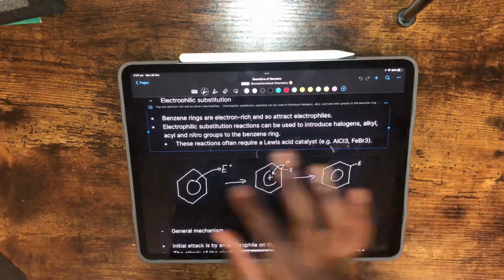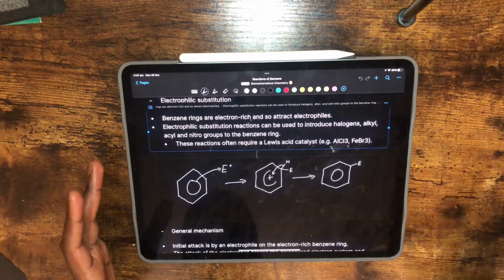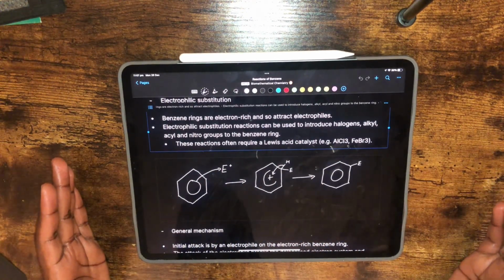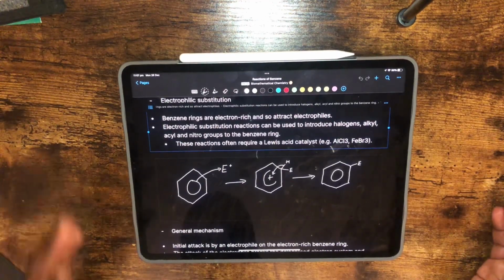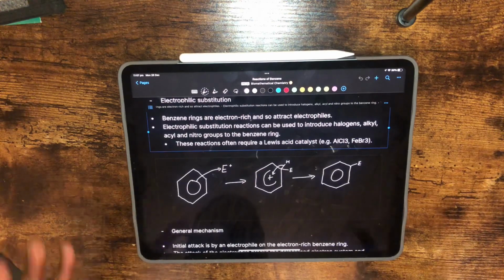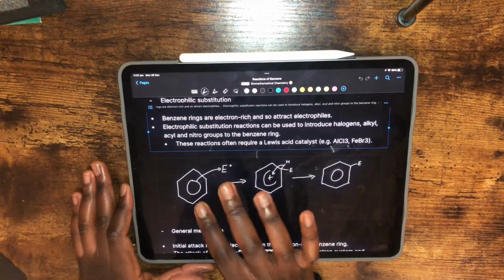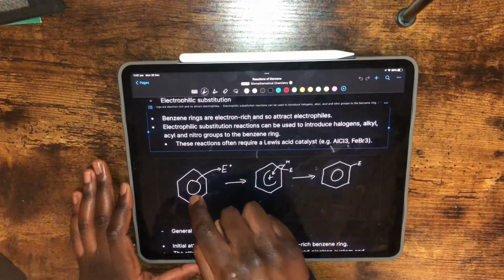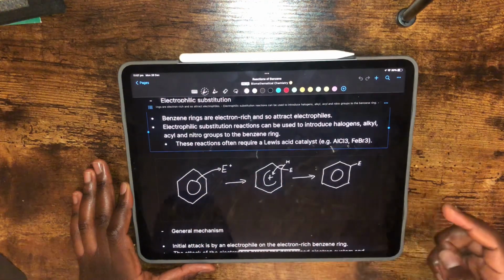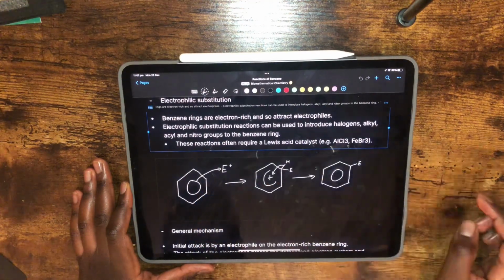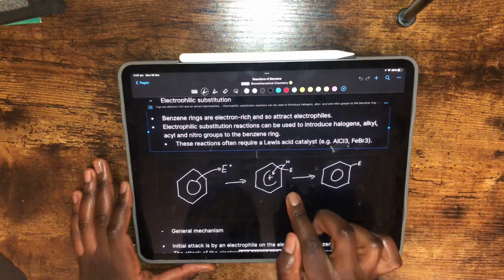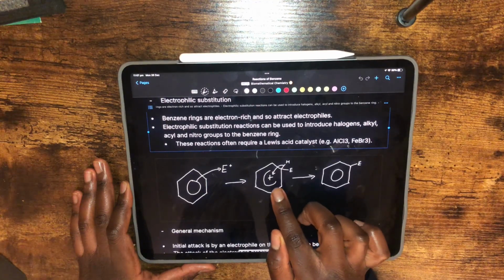I prefer to use the ring because it's a better way of representing benzene, and it's usually less complicated and very easy to do. So I'd represent it like a ring. We go from the ring, which represents the electrons in benzene, to the electrophile, and then it forms an intermediate with a positive charge.